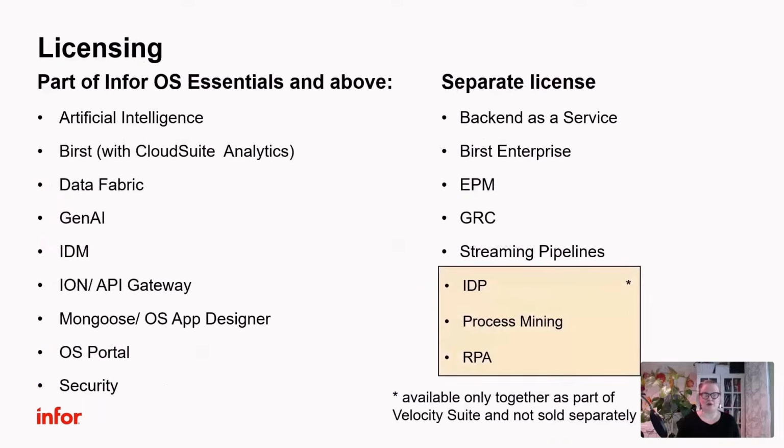And the last thing before we start with the presentations is the licensing model. A recurring question we get is: is this part of the license or do I need to pay for it? On the left side, you see what solutions are included in the license. Right side is an additional license buy. You can see IDP, process mining, and RPA box together. They are part of the Velocity suite and will not be sold separately.